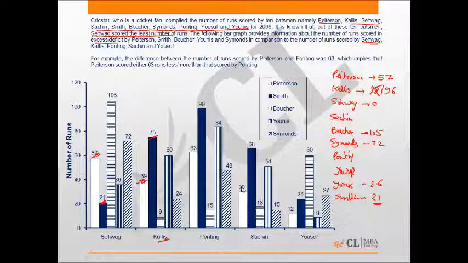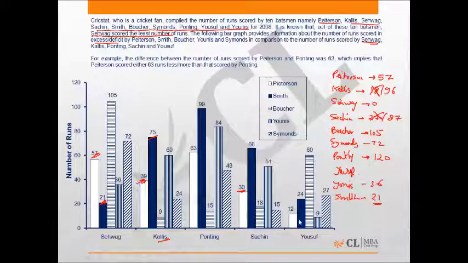Similarly, check for Sachin. Sachin and Peterson difference is 30 runs. So either it should be 27 or 87. But then again compare Sachin with Smith, the difference is 66, Smith is 21, so 27 will be ruled out again. Let's come to Ponting now. Difference between Ponting and Peterson is 63. So Peterson is 57, so Ponting cannot be less than 57, 63 cannot be minus from this, so it has to be 57 plus 63, which is 120.